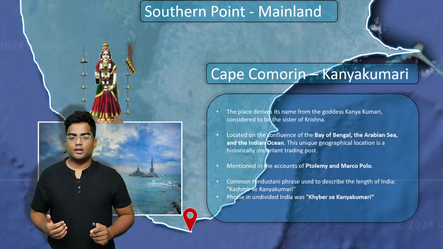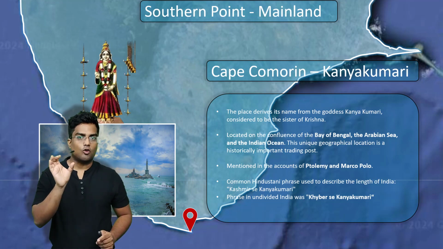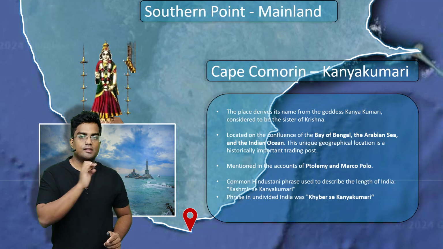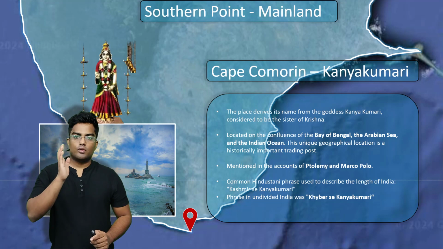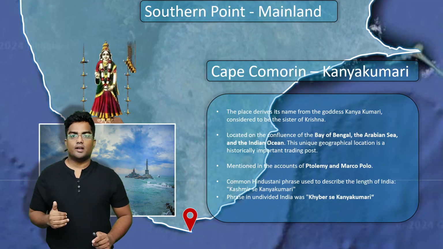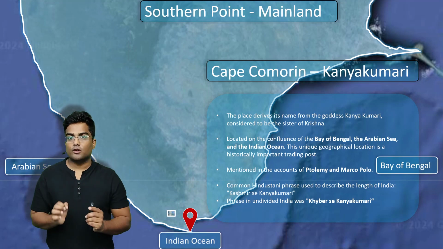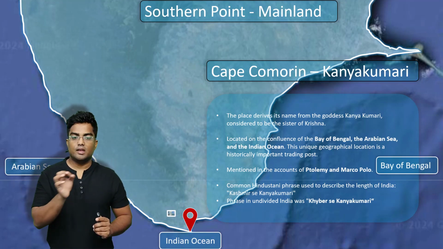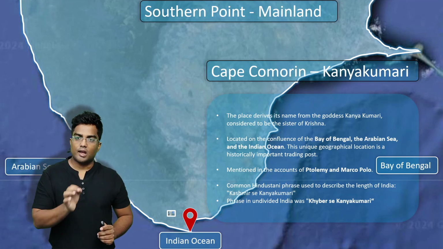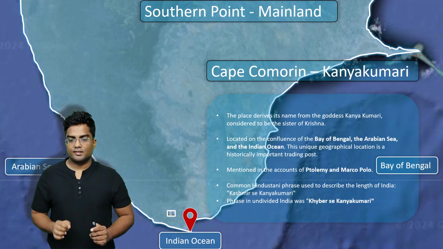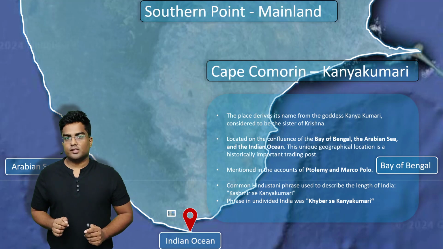Now, Kanyakumari is derived from a word called Kanyakumari, which happens to be a goddess who is considered the sister of Krishna. As you can see, this is the goddess. Now, remember, this is the most important part. This is located at the confluence of three particular oceans and seas: Arabian Sea, Bay of Bengal, and Indian Ocean. It is located at the confluence of these three mega seas and ocean.